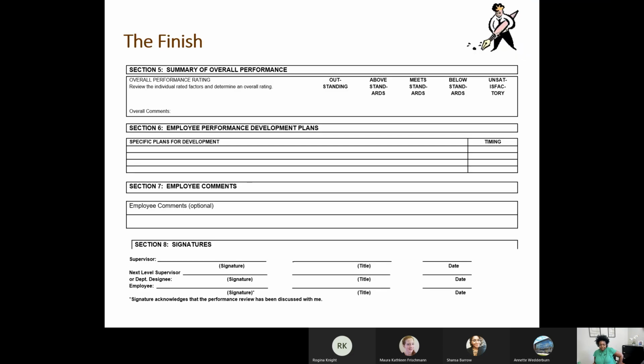Section 5 is a summary of the overall performance. So you're just bringing in the final score here, and you are writing a specific plan for development, because we told you that we want you to think about the future. So you're completing the form based on your assessment. Do they need training? Do they need to be given some additional support?